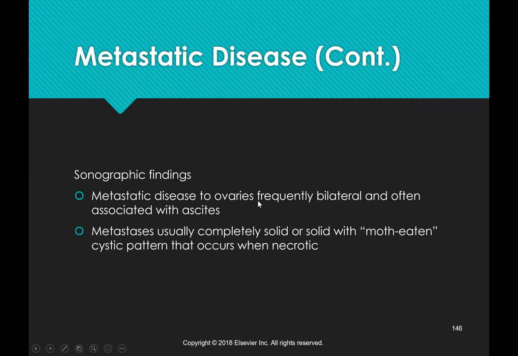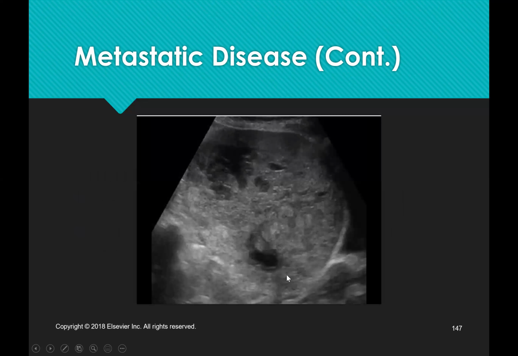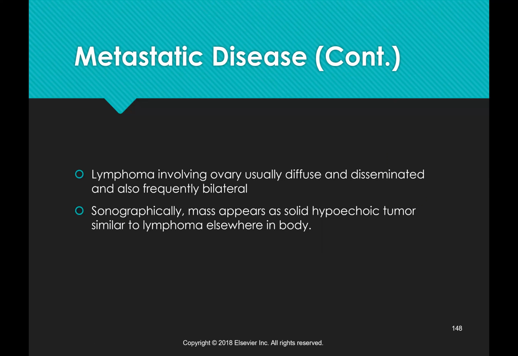So with metastatic disease, you're going to see bilateral involvement, often associated with ascites. Metastasis is usually completely solid or solid with a moth-eaten cystic pattern. There's one of them. It is not good. If you see these, really not good. Lymphoma involving the ovary is usually diffuse and disseminated and also frequently bilateral.